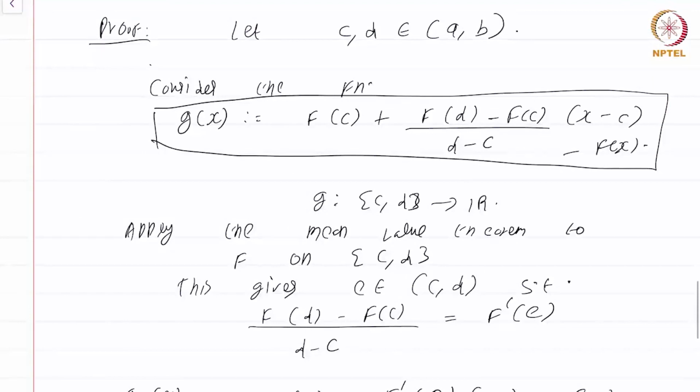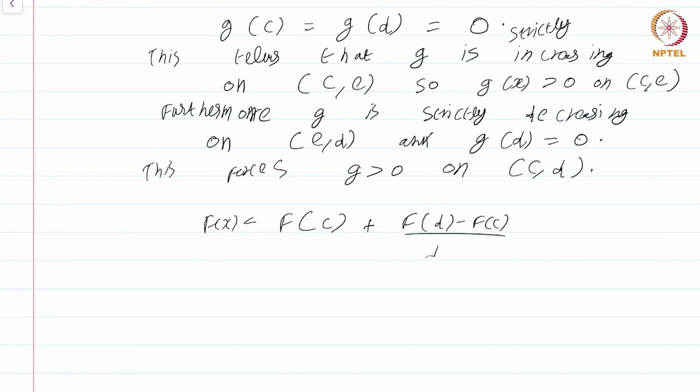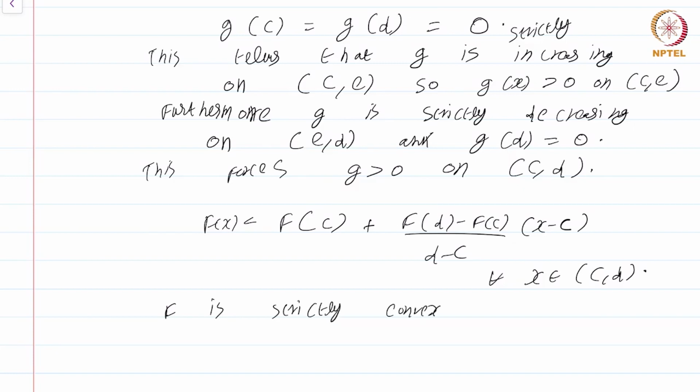In other words, the function we considered, g of x, is greater than 0, which is just going to say that f of x is less than f of c plus ((f(d) minus f(c)) by (d minus c)) times (x minus c) for all x in (c, d). In other words, f is strictly convex upwards.